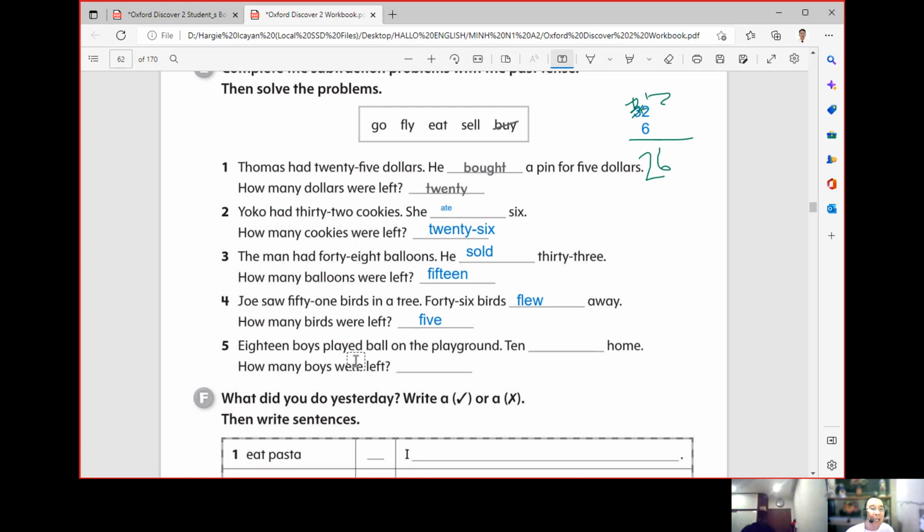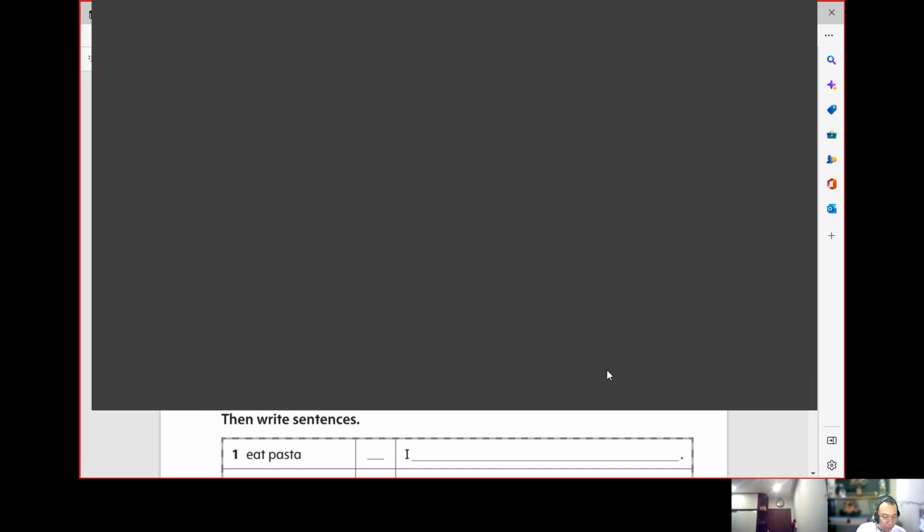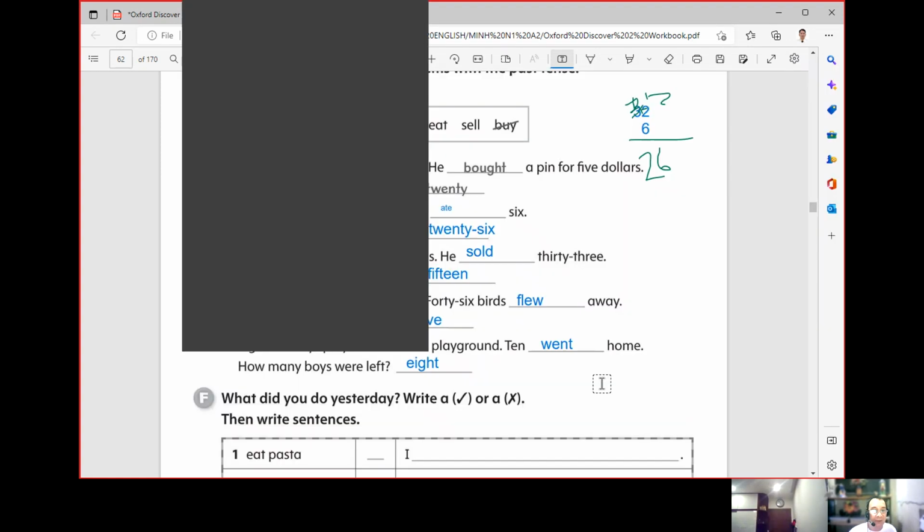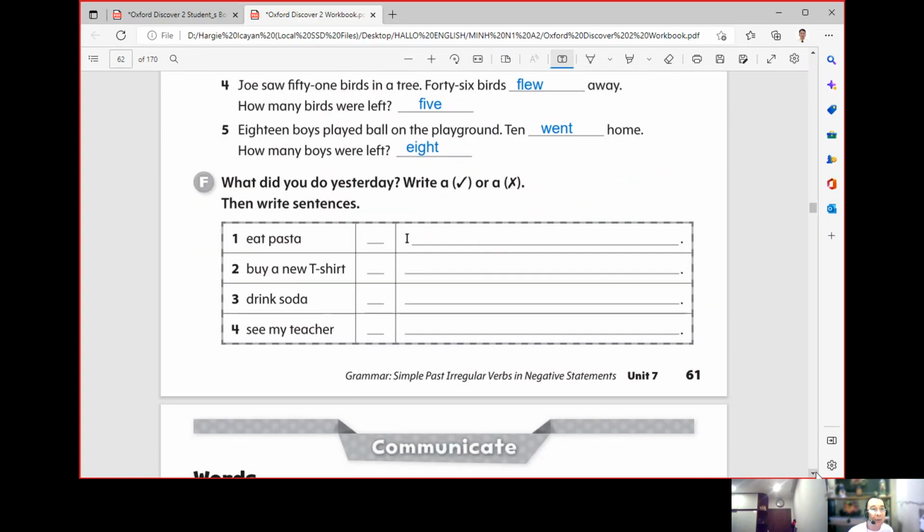18 boys played ball on the playground. 10 went home. How many boys were left? 8. So 18 boys played on the playground. 10 went home. So that's going to be 8 only. Okay? Yes. So that is how we can do that one.